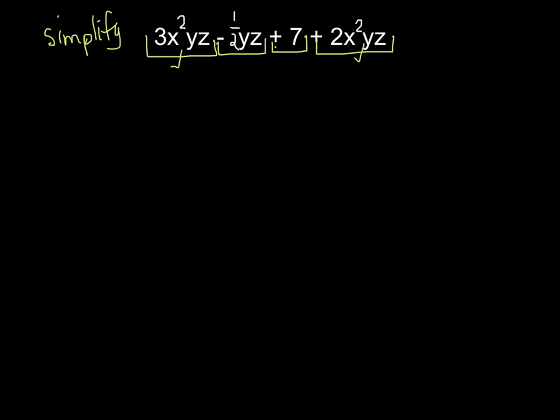So they can be combined to 3 of x squared yz's plus 2 x squared yz's gives me 5 x squared yz. This second term doesn't have anything to combine with, and this 7 doesn't have anything to combine with, so I'm just going to go ahead and tag those on at the end. And this is all I can do with this particular expression.